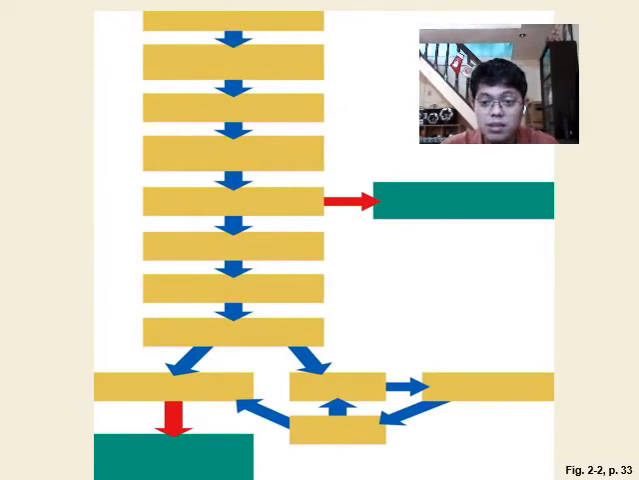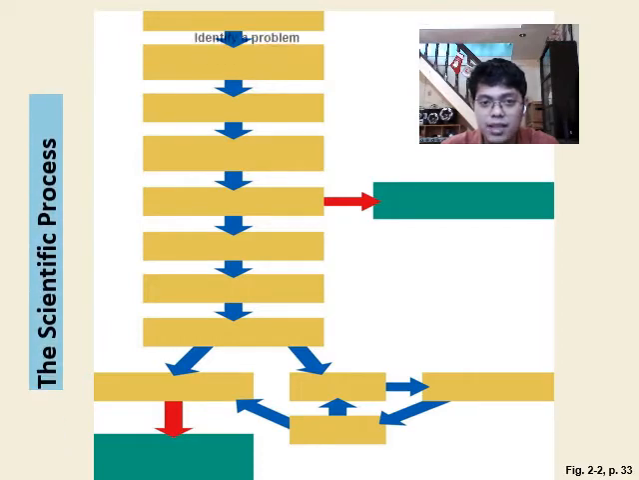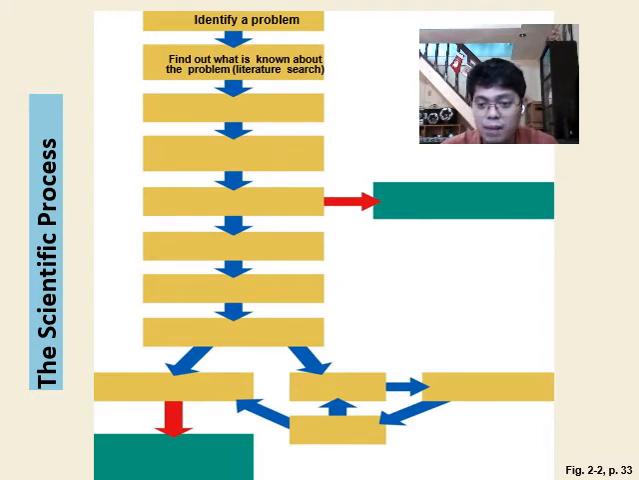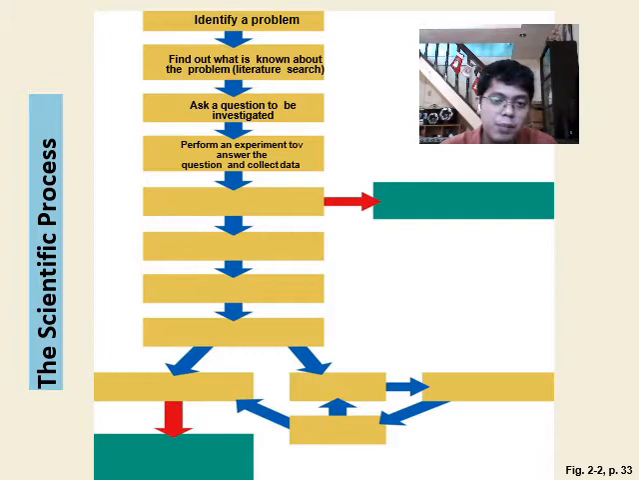Now we proceed to the steps in the scientific process. So the first step in the scientific process is identifying the problem or the issue. And next to that is to find out what is known about the problem, and we do that by doing literature research. Then next is to ask a question that needs to be investigated. So what is the unknown of that problem? Then perform an experiment to answer the question and to collect the data. So after collecting the data, we analyze the data and check for patterns.